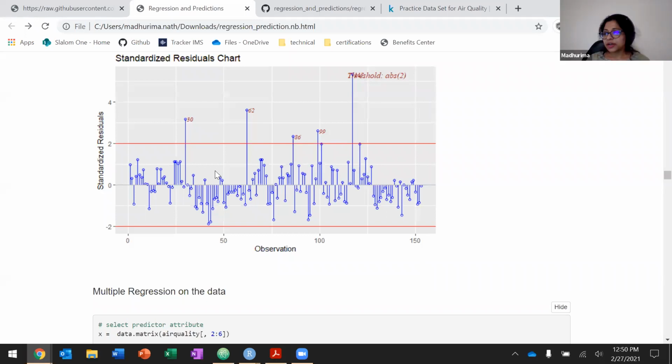So generally, whenever we define a hypothesis, we always say, okay, I will accept or reject this hypothesis based on a certain p-value. So it is up to us to define that. The best practice is always 5%.